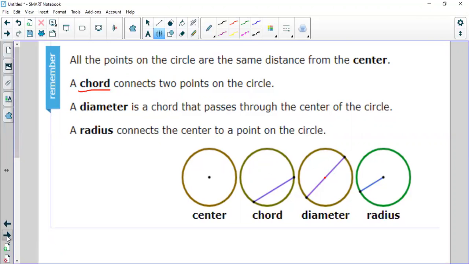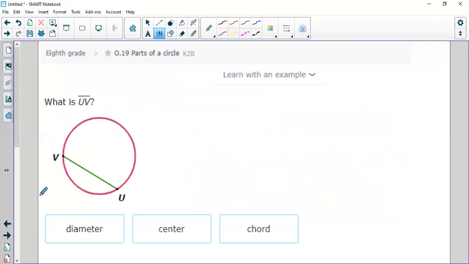So you have 3 IXLs today. One of them is a basic one. Look, here you go. From U to V. From U to V. What is that? Well, it's a line that goes across a circle. It's not the center. Center is a point. And does that go through the center point? Nope. So it's not a diameter. So there's an example of a chord. Okay, that's a pretty easy one.